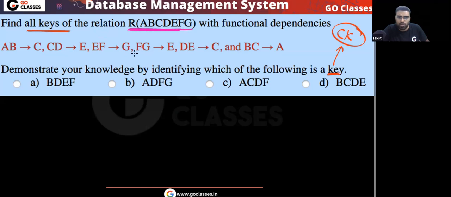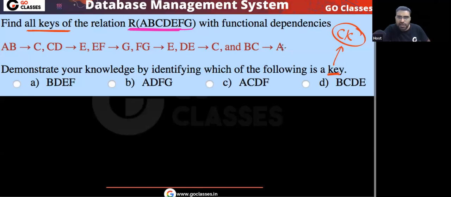This relation is given to you: A, B, C, D, E, F, G, with these functional dependencies. Now demonstrate your knowledge by identifying which of the following is a key. First, tell me, is there any attribute which does not appear on the RHS of any FD?